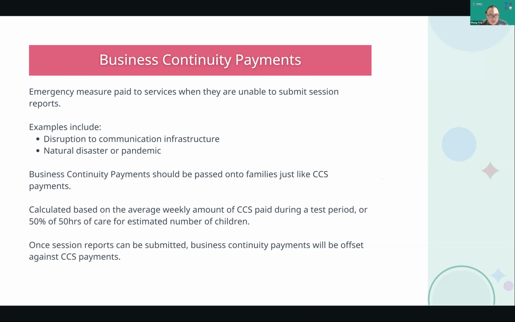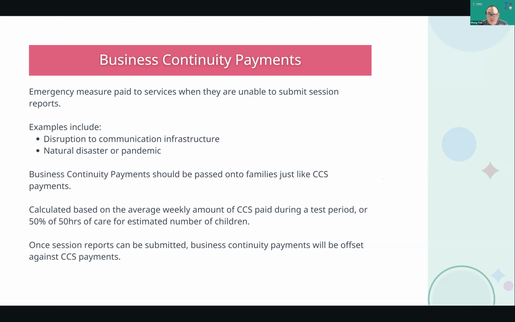Business continuity payments are intended to allow a service to continue operating until electronic reports can be provided. Payments made in this way should still be passed to the parents as fee reductions. Once the provider is able to provide session reports again, any business continuity payments will be offset against CCS payments. Now, the amount to be paid will be based on the average weekly amount paid to the service during a similar previous period, for example, a similar number of children and similar time of year, known as a test period. The weekly payment will be rounded to the nearest $100.